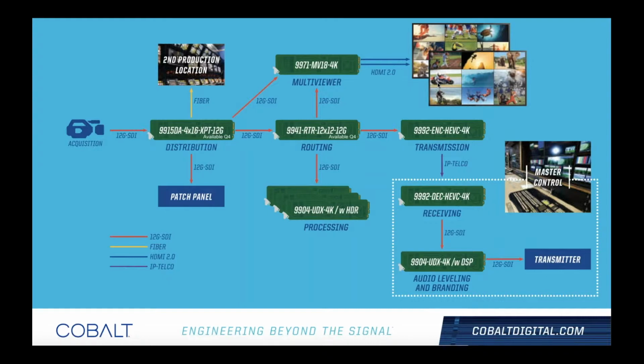The 9992 has 12G SDI inputs going over your telco link to your decoder, and then potentially to another branding solution, our DSP edition, that provides all the different audio loudness leveling products and logo identification or insertion that we talked about earlier.